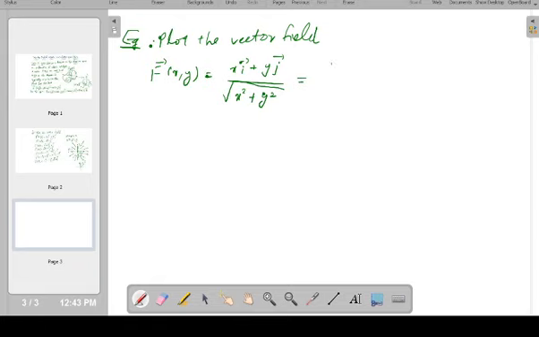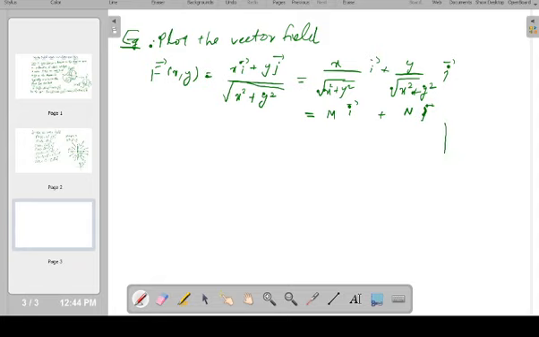So again this can be written as x by square root of x square plus y square times vector i plus y divided by square root of x square plus y square times vector j. So this is m of x comma y and this is n of x comma y. So mi plus nj. Again this is a vector field in the plane.